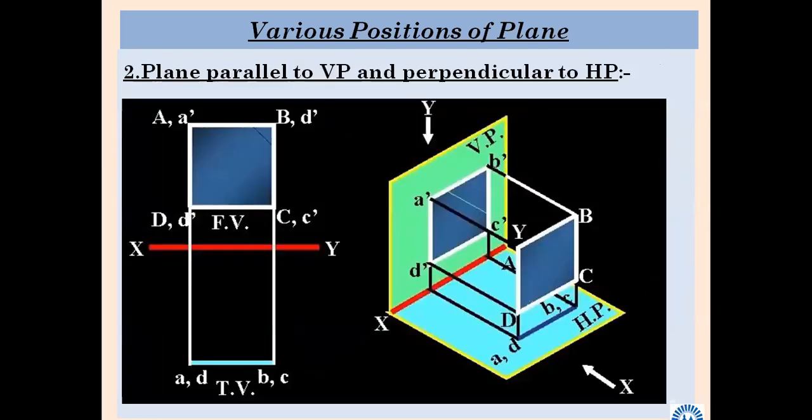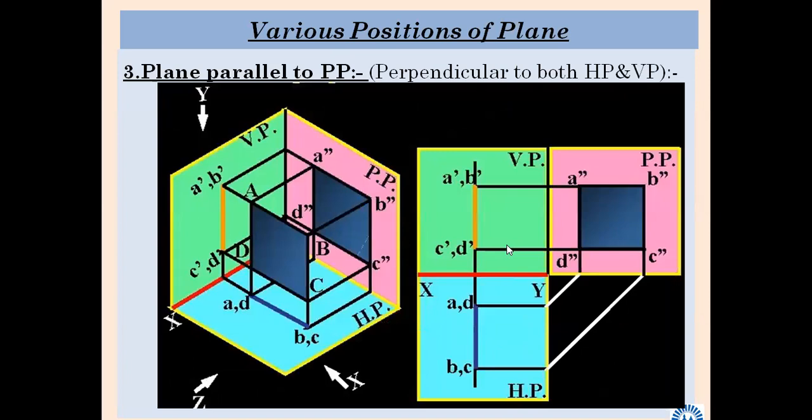Next. The same concept is here also. This second type of plane is parallel to whom? VP. So what is its relation with the remaining two planes, HP and PP? Perpendicular. It is remaining perpendicular. Similarly, in the case of the first type also, you can observe the same relation.